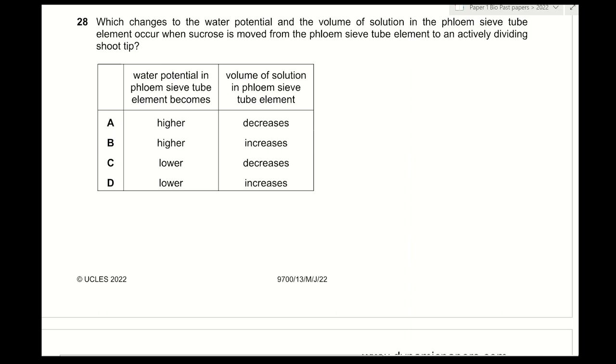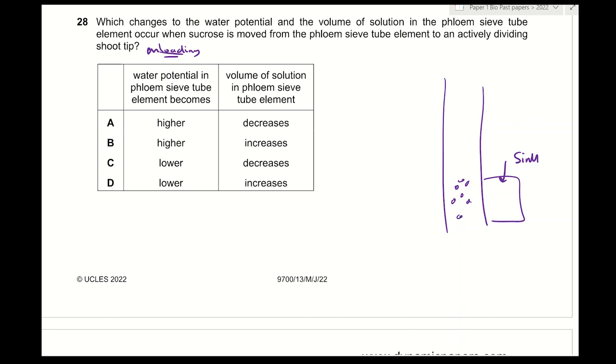Question number 28, which changes to the water potential and the volume of solution in the phloem sieve tube element occur when sucrose is moved from the phloem sieve tube element to an actively dividing shoot tip? So here we're looking at the process of unloading of sucrose. Now let's take a closer look at the unloading of sucrose. This is the sink cells. What happens is that sucrose in the phloem sieve tube elements, moved down by hydrostatic pressure, moves into the sink cells by diffusion, followed by some water too.